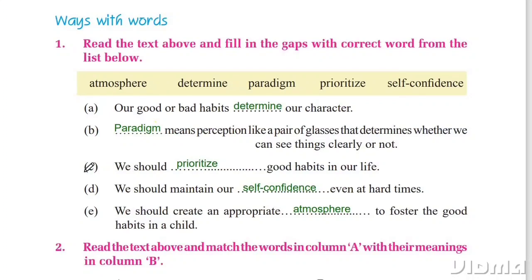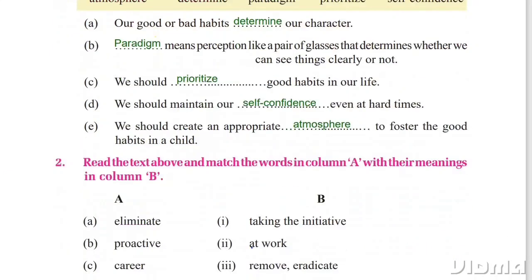Question number C. We should prioritize good habits in our life. Question number D. We should maintain our self-confidence even at hard times. Last one. We should create an appropriate atmosphere to foster the good habits in a child. Okay, I think next one is match the following.